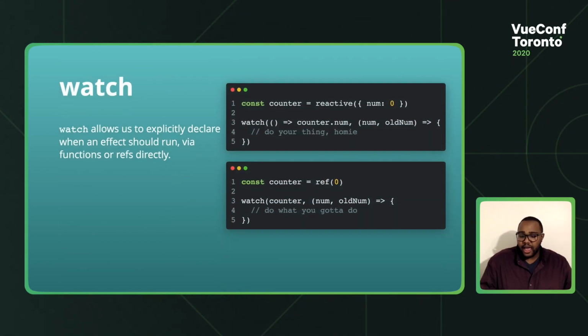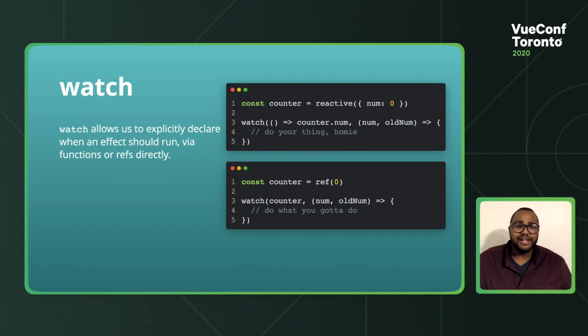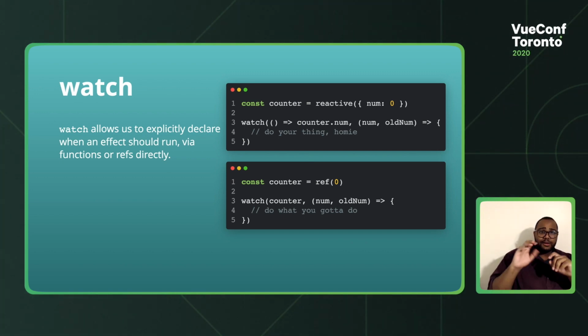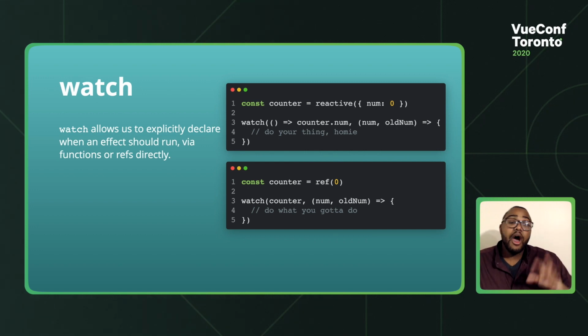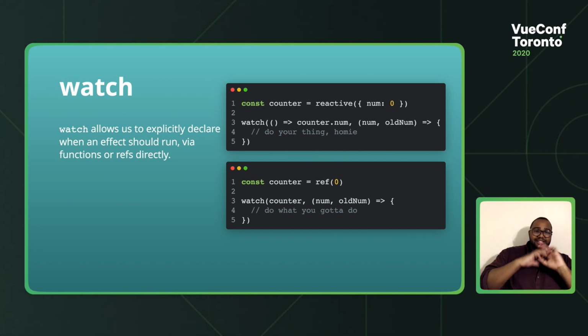So watch. You've probably used watch with components before. What watch does is it lets you explicitly declare when an effect should run via functions or run directly. So if you've got a component and you have your watch, you can say, check this value. Whenever this value changes, we're going to run this thing. This is exactly that, but in standalone form. And so it works two different ways.